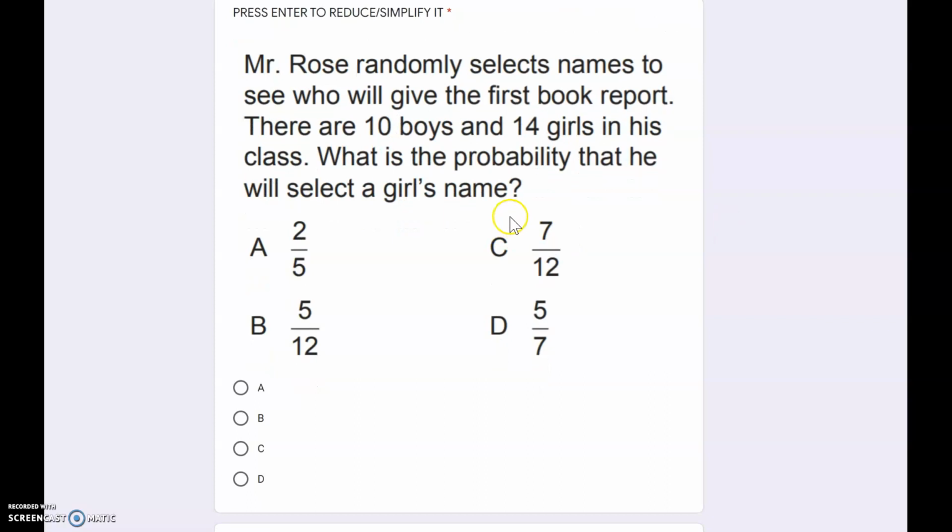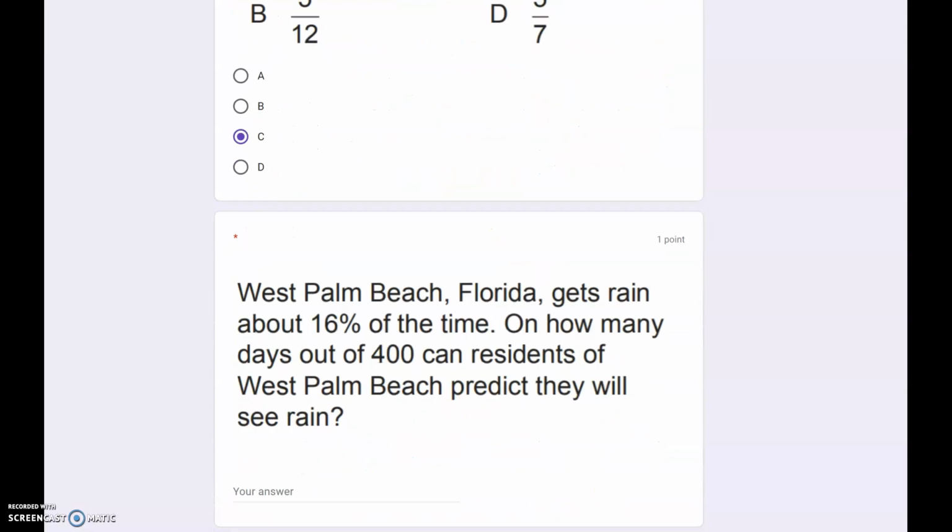Next, they're asking what is the probability he selects a girl. There are 14 girls, but the bottom, the denominator, has to be the total class, so it would be 14 out of 24, and then they reduced it to C, 7 over 12. You just need to use your calculator if you don't know how to reduce without a calculator. Just divide them both by 2.